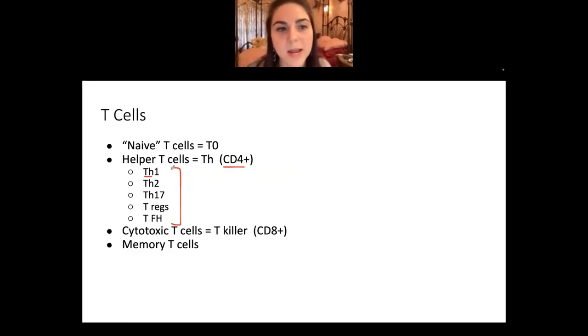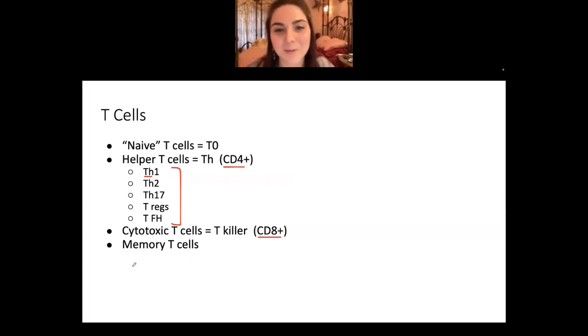So there's a TH1, a TH2, TH17, Tregs, which I know isn't TH, but it's a T regulatory cell, and then a follicular helper T cell. So this FH stands for follicular helper. Then we have cytotoxic T cells, the other name for which is a T killer cell, and these have CD8 on the surface. Another name for these is CD8 positive T cells. And then we also have memory T cells. Okay, so these are all the different types of T cells.